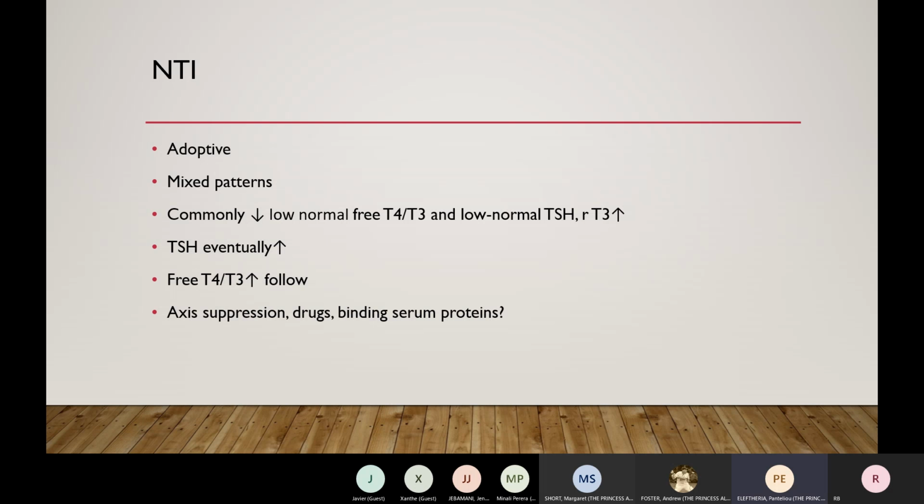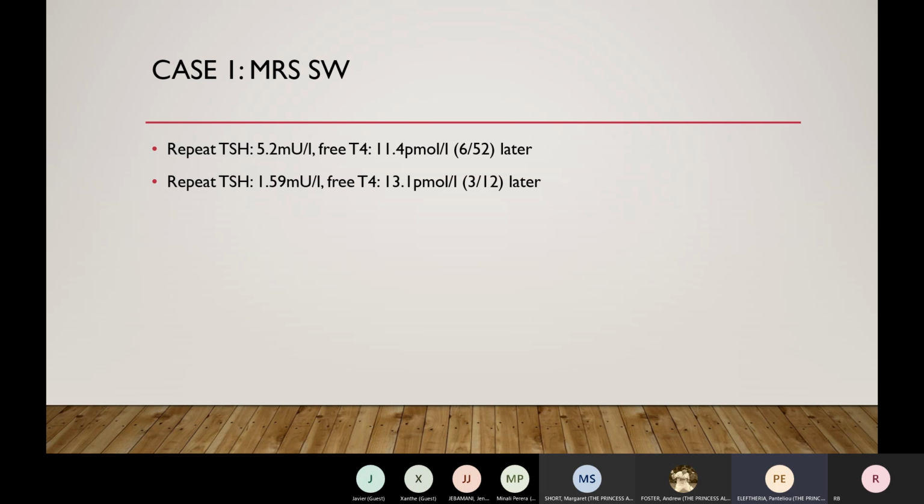And in the recovery phase, you can have a wide range of different combinations of T4 and T3 and TSH. And if that's the case, you just need to wait and reevaluate the patient. Other contributing factors to thyroid dysfunction in acute illness are medications, stress hormones, and binding to serum proteins. So in this lady, 6 weeks later, when things were repeated, TSH actually shot up, was above the normal range, and eventually 3 months later, everything was back to normal.